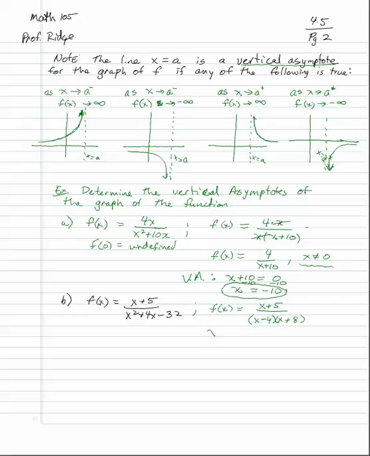So we set the bottom equal to 0 and find the zeros of the denominator. So x minus 4 equals 0, or x plus 8 equals 0. X equals 4, or x equals negative 8. So our vertical asymptotes are x equals 4 and x equals negative 8.